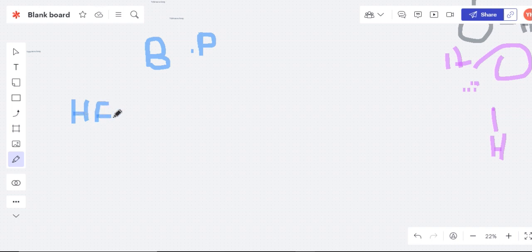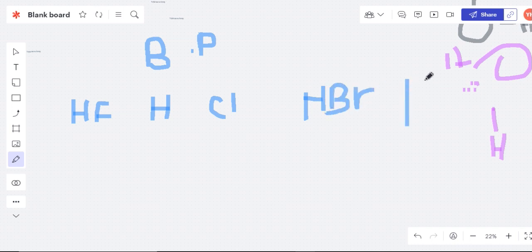halides of HF, then HCl, then HBr, then HI, hydrogen iodide. Most of us have studied that van der Waals force depends upon the molecular weight. So it has high molecular weight due to which it has high boiling point, but no, this is wrong.